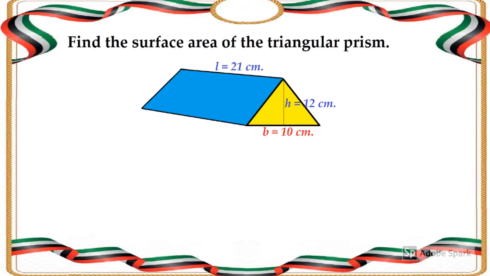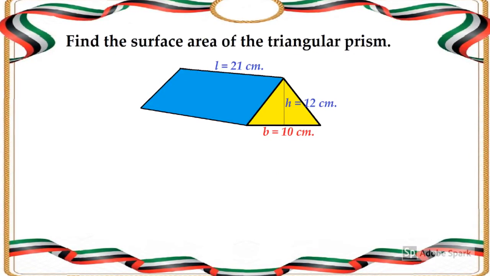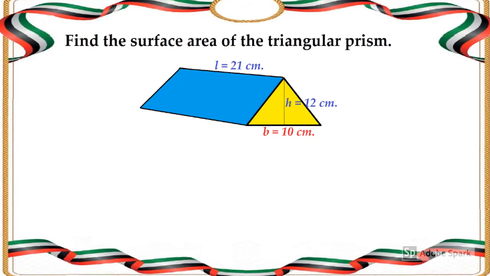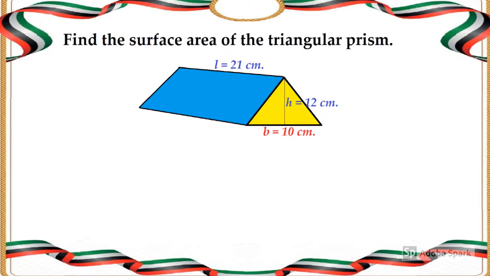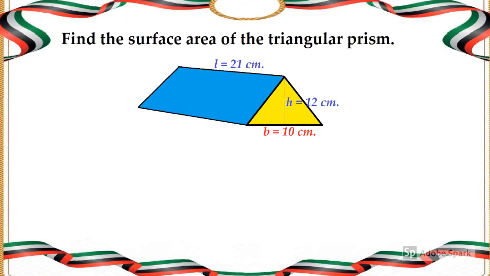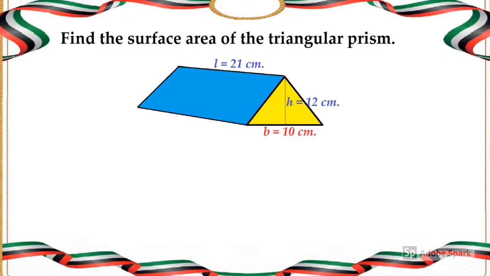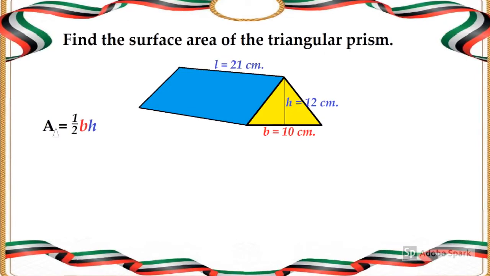Let us find the surface area of the triangular prism. The length is 21 cm, the height of the triangle is 12 cm, and the base of the triangle is 10 cm. Now, we are going to solve first for the triangular bases. The area of a triangular base is 1/2 BH.